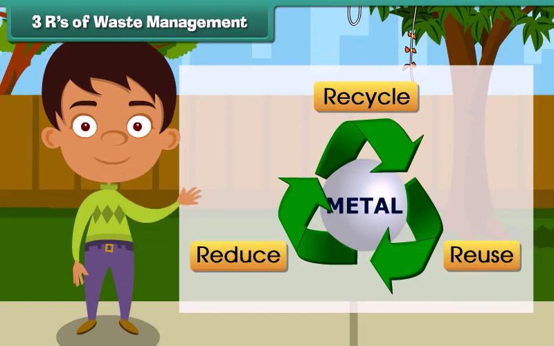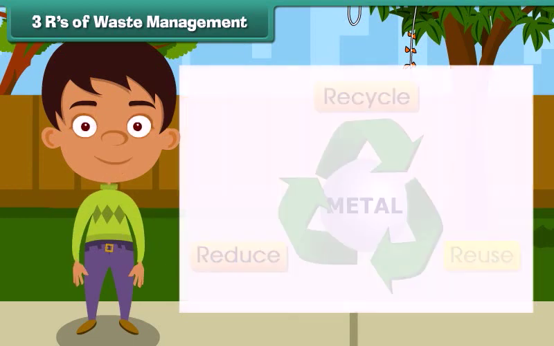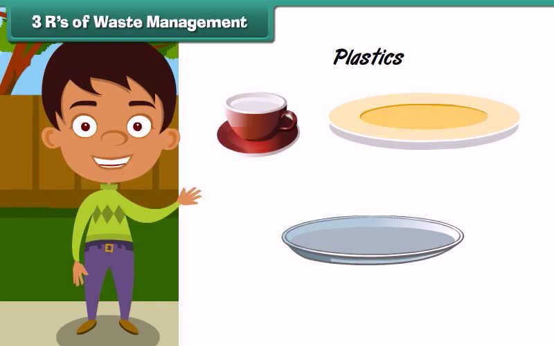The second R stands for reuse. Reuse is to use an item more than once. Plastic cups, plates, and utensils, etc. are usually disposed of after a single use. Instead, we must reuse them after washing.